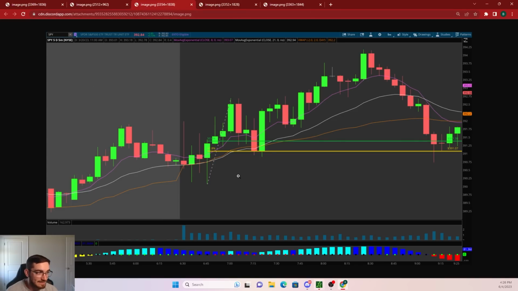Heading on over to the next example, looking at QQQ with a 5-minute fib, taking the pivot low to pivot high right here. Price pulled back down, bounced at the 50, bounced at the 61.8, again confirming both the 50 and 61.8% retracements. Add half your position here, the other half right here, stop loss right below this low. And as you can see, price pushed all the way into a high of 394.25.